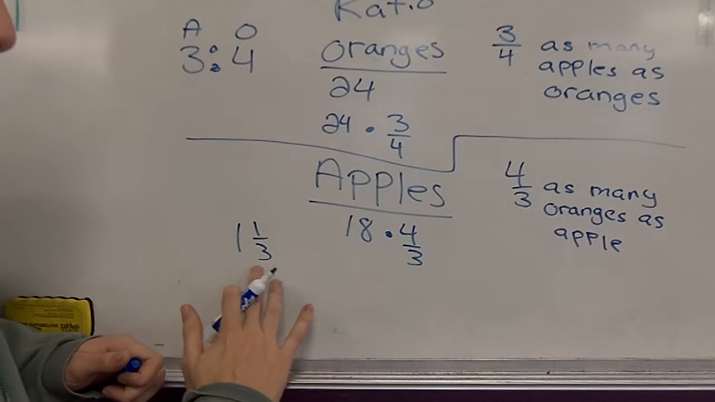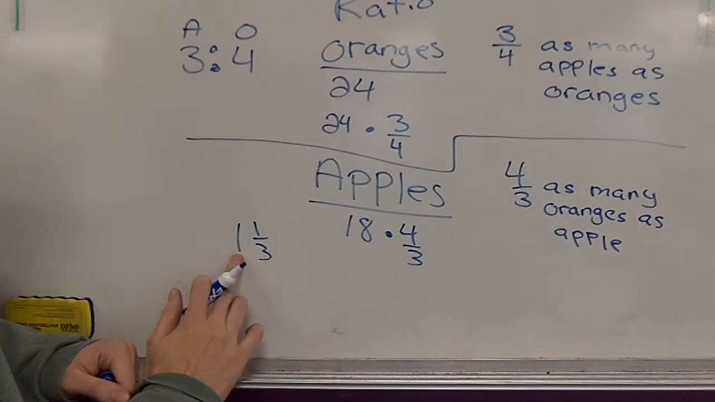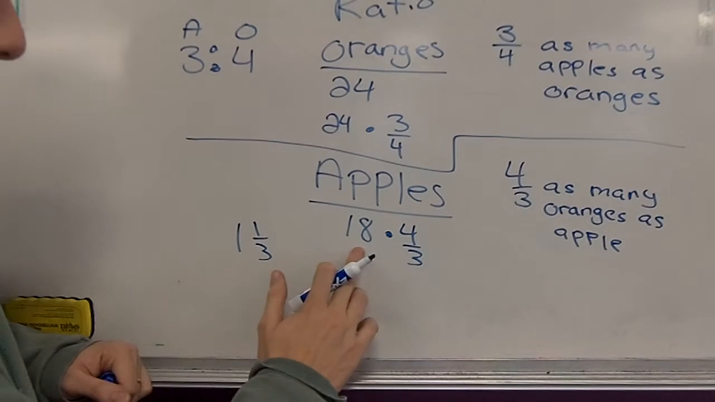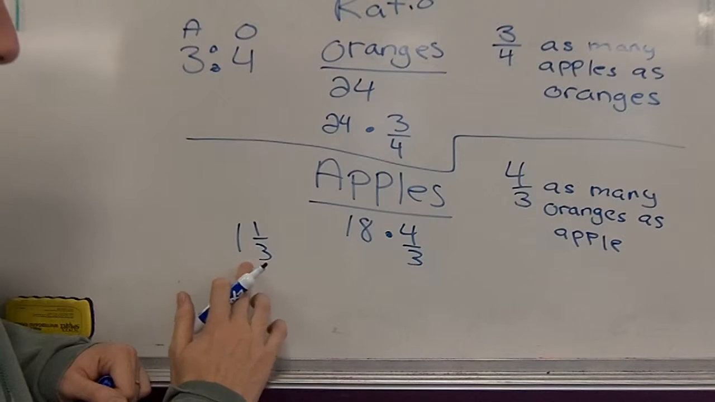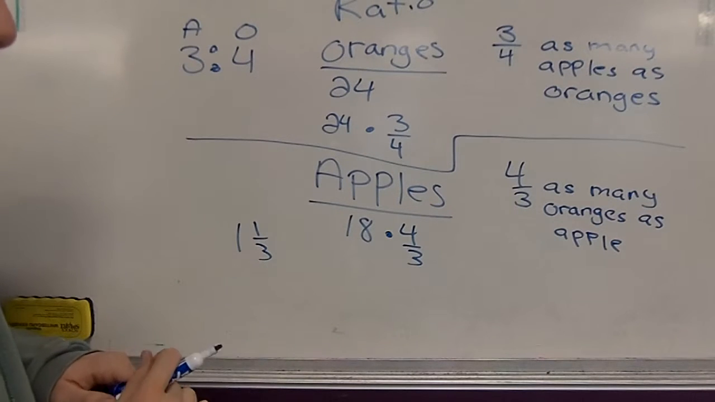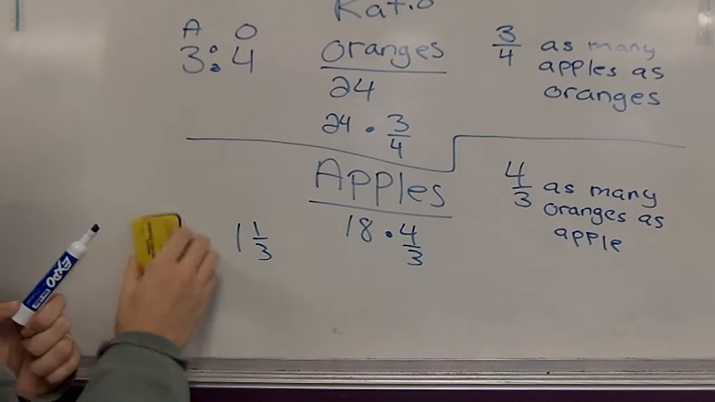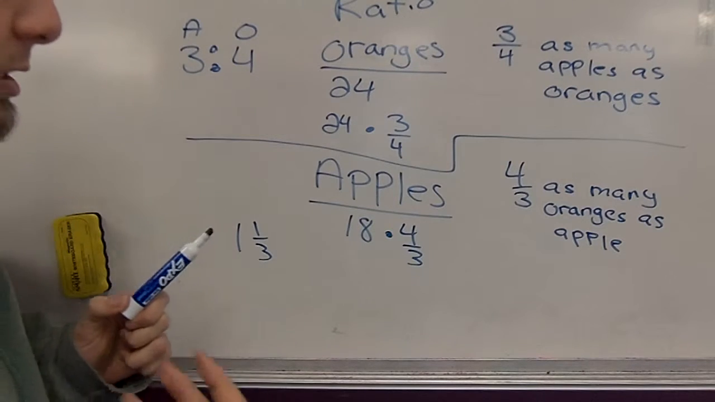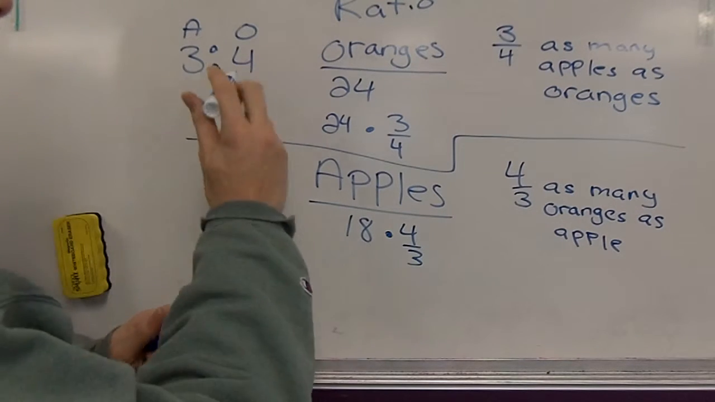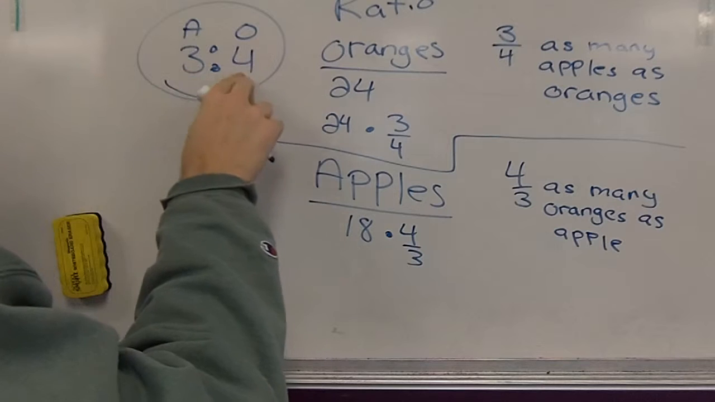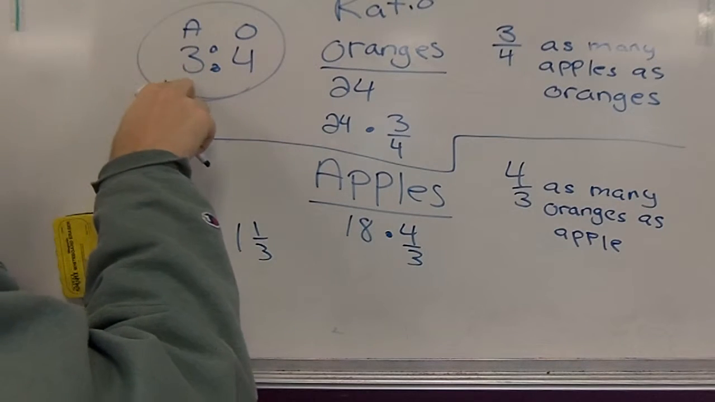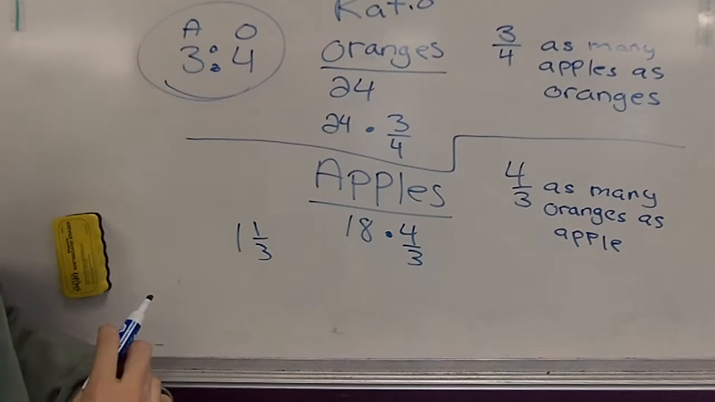So it's going to be a little bit bigger than 18, because I'm multiplying it by something that's a little bigger than 1. 18 times 1 is 18, so anything bigger than 1 will get me an answer bigger than 18. Okay? So it's really important when you're doing this that you understand that if I have a 3 to 4 ratio of apples to oranges, I have less apples than oranges. Right? Something key to understand.